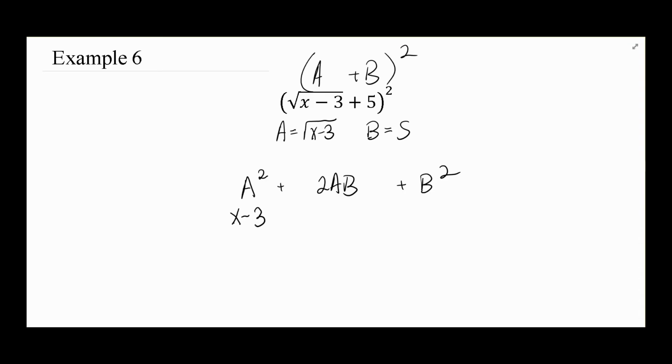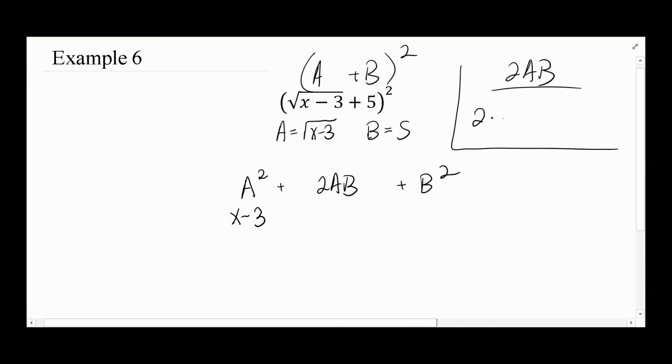Now for the 2ab part, let's come off to the side to talk about it. It's 2 times the square root of x minus 3 times 5. Well, the 2 is outside the radical. So really what you want to do in the 2ab part is take 2 times whatever is outside the radical. In this case, it's 5. 2 times 5 is 10. And then times the radical. And that's all the 2ab part is. 2 times whatever is outside the radical times the radical. And then 5 squared is 25.